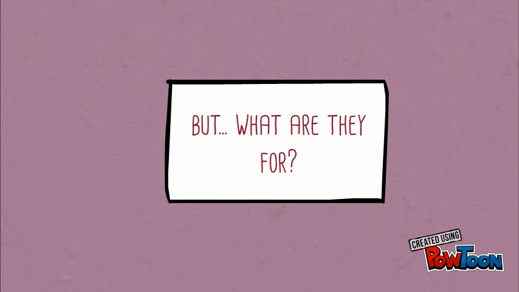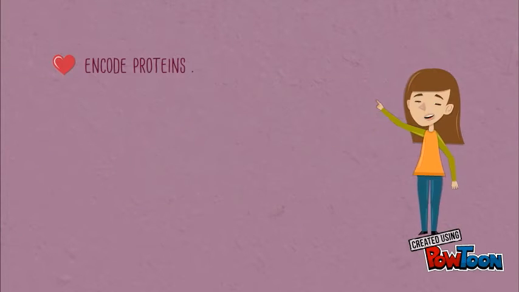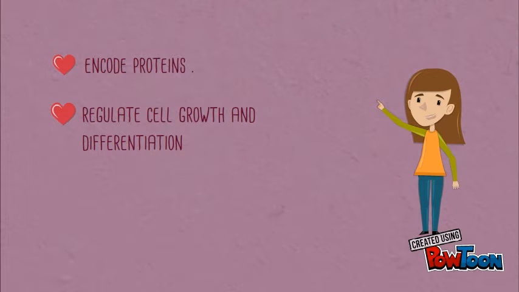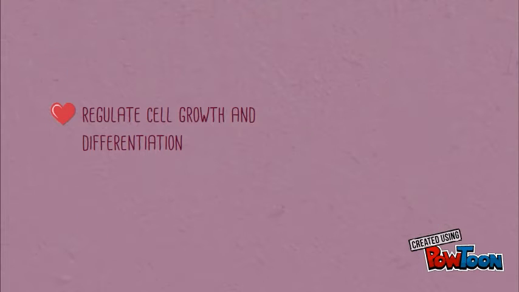But what are they for? These encode proteins that help regulate cell growth and differentiation. They are also involved in signal transduction and execution of mitogenic signals, usually through their protein products.